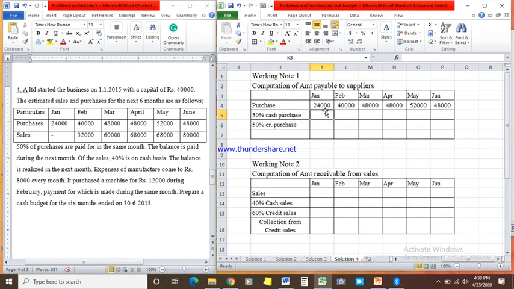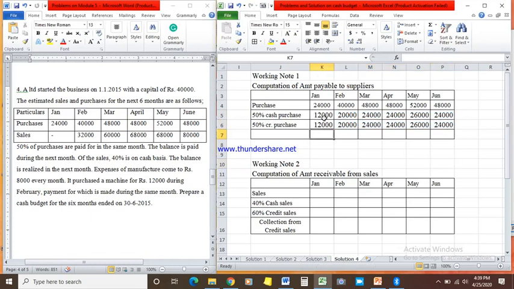Okay, so let me first find out how much is cash purchase. 50% is a cash purchase, so 12,000 we are supposed to pay in the same period, and the remaining 50% is credit purchase, but this we are not going to pay in the same month, we are going to pay it in the subsequent month. So let me first calculate how much is the cash and credit purchase.